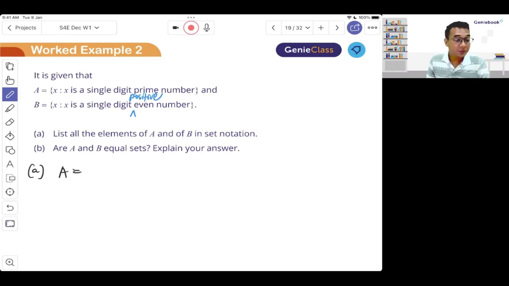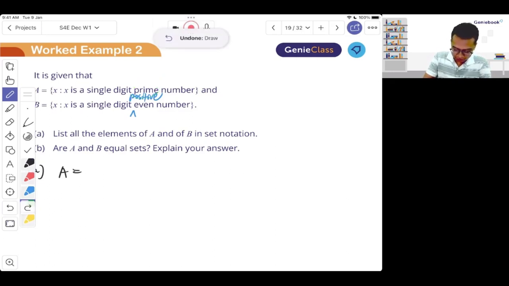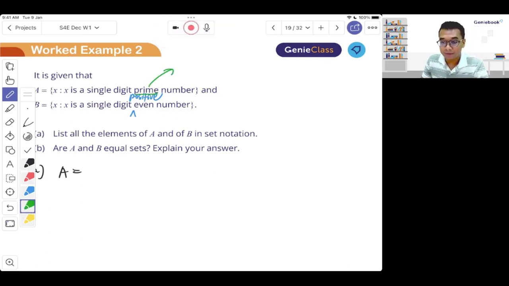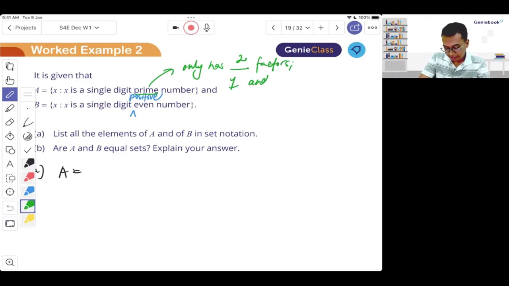Now, I would like to recap the definition of prime first and foremost. Do you remember what prime numbers are? We haven't done this in a while, so some of you may have forgotten. How many factors do prime numbers have? Very good, Sherilyn, 2. And what are the two factors? 1 and itself.